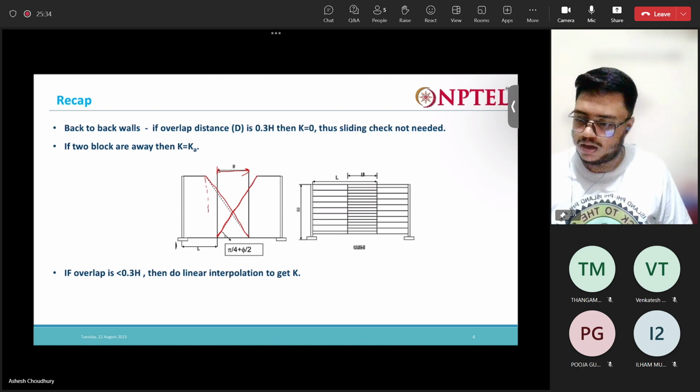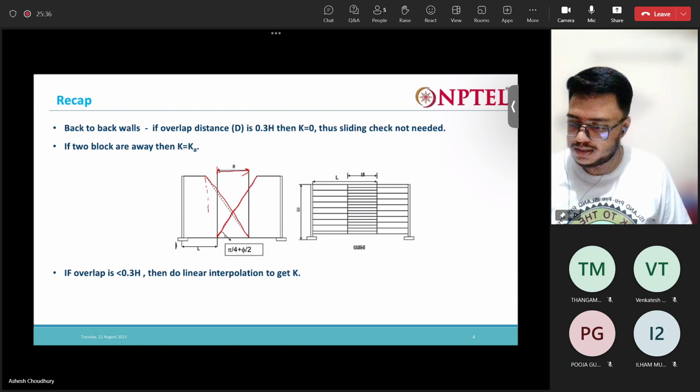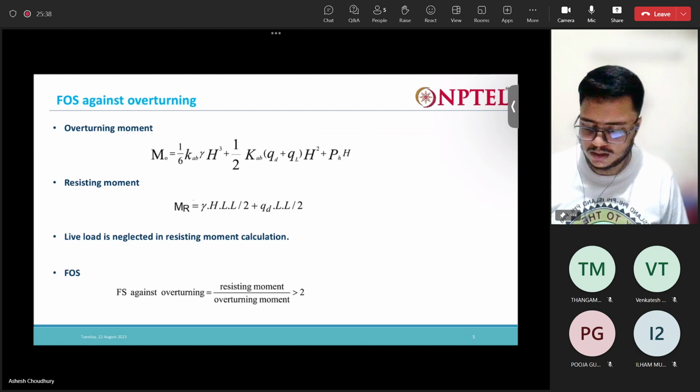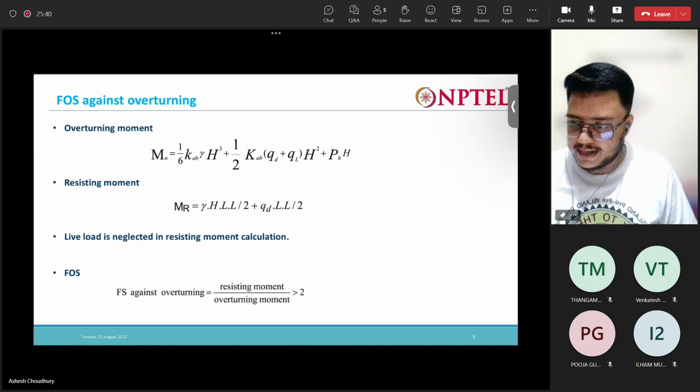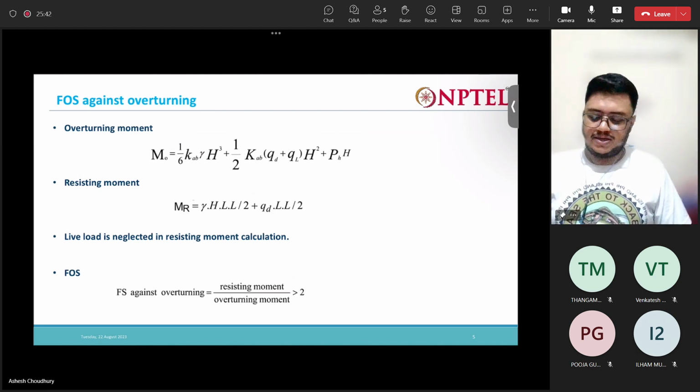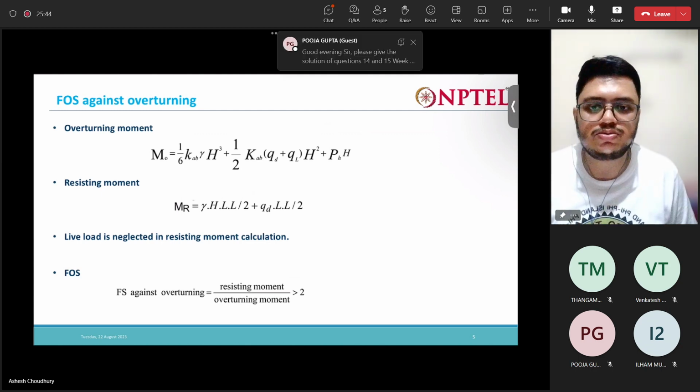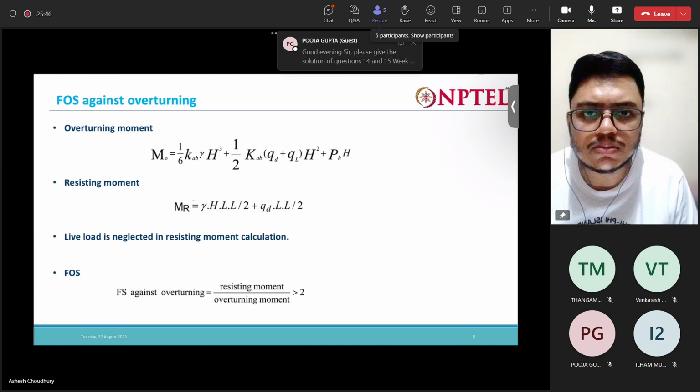Okay. Now let us see what's next. So next we have the factor of safety against overturning, right?